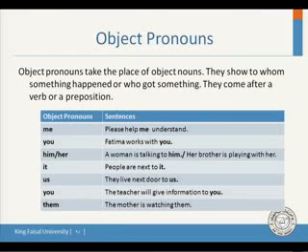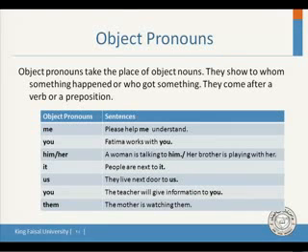Now, the object pronouns, something else. Object pronouns, and you remember we studied these subject pronouns in one of our lectures, perhaps in lecture number 1. Now, we use the object pronouns, okay, to replace the object. They show to whom something happened or who got something. They come after a verb or a preposition because they are object.